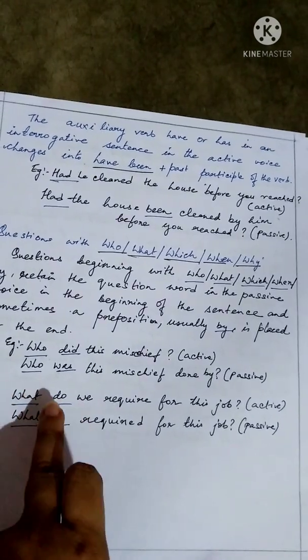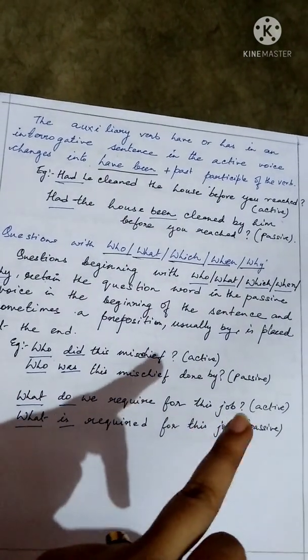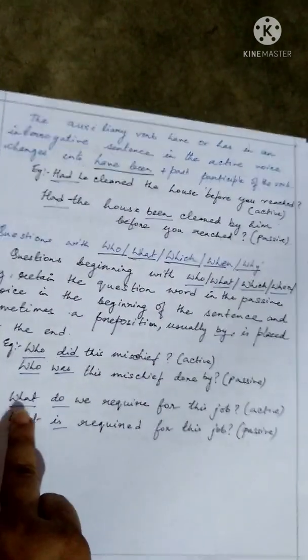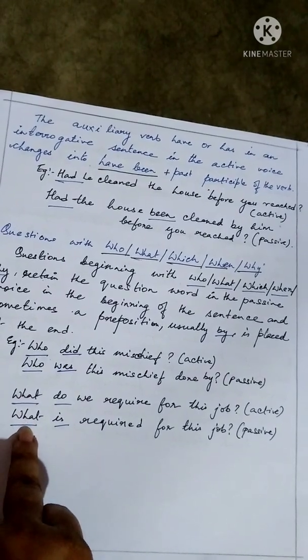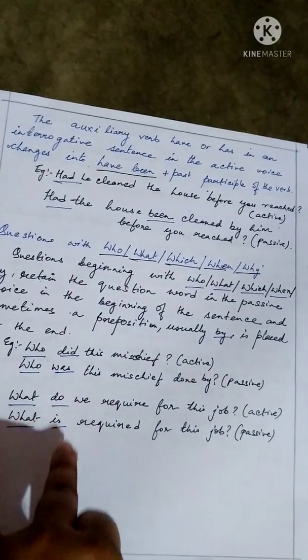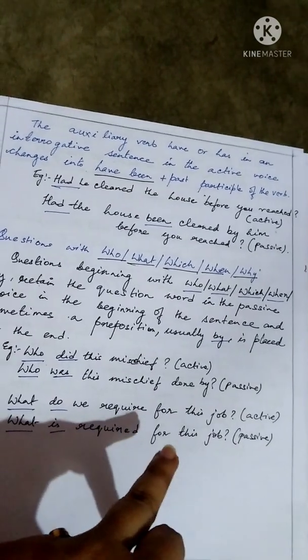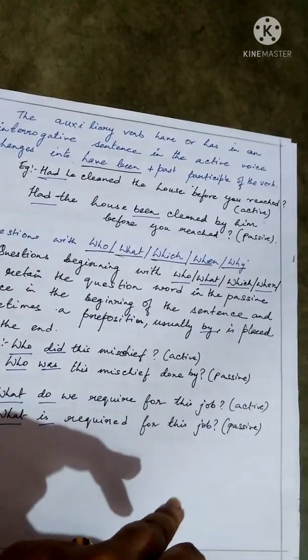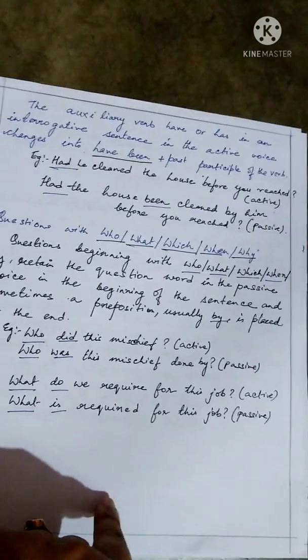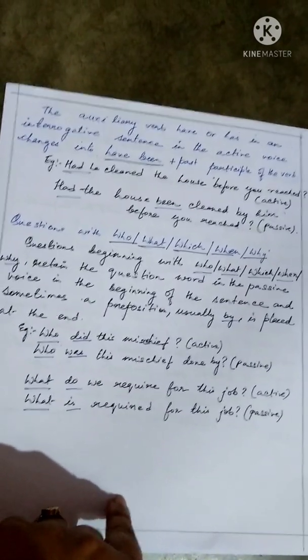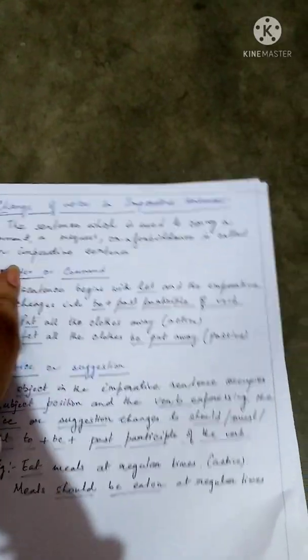Next one, what do we require for this job? "What" remains "what" in passive. "What do" is changing into "is". What is required for this job? I hope the explanation is clear to all. Now let's proceed to the next topic.